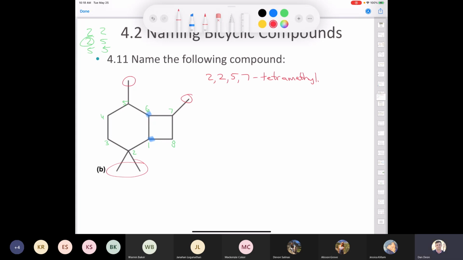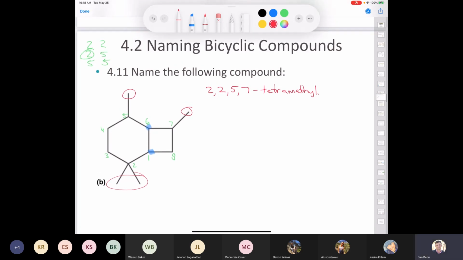are in the bicyclic portion of the molecule. So there's a total of 8 carbons in there. So this is some kind of bicyclooctane. So we'll put this all together. Let's put this down here, 2, 2, 5, 7, and then bicyclo, put our brackets, octane.